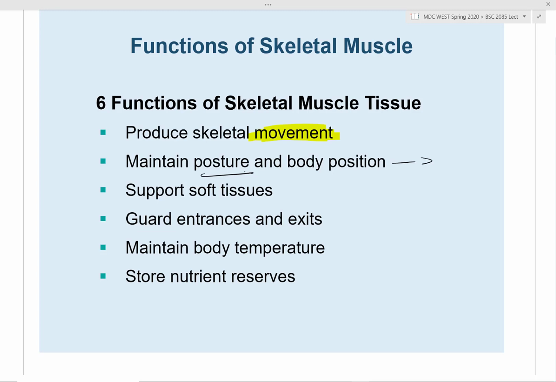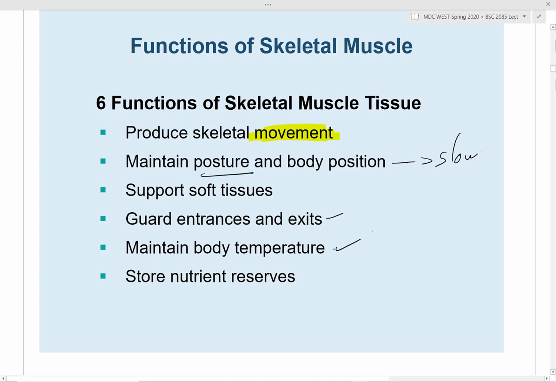Slow or fast? That's a slow twitch fiber. Support soft tissues. What do you mean support? Well, it prevents soft tissue from being damaged, right? We said the example of protection of the rectus abdominis that protects the actual internal digestive systems, right? Internal organs. We also have guarding the entrance, as we mentioned before, right?